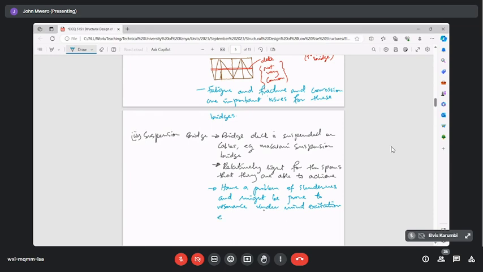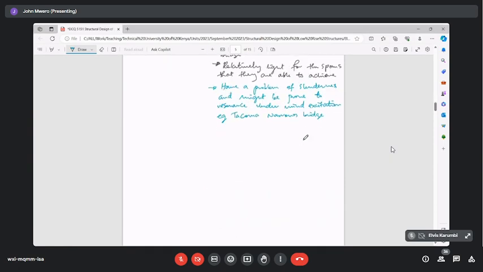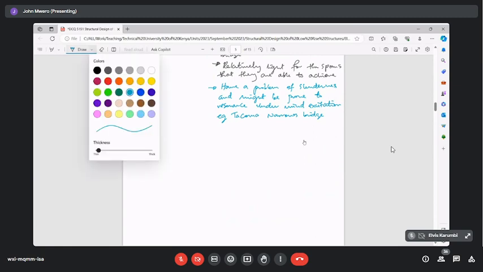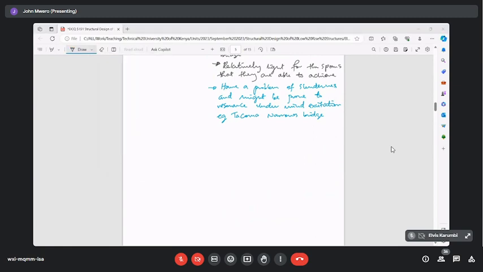A good example of this is the Tacoma Narrows Bridge, which basically collapsed not because of ultimate loading, but because of resonance. It's a really interesting structure.